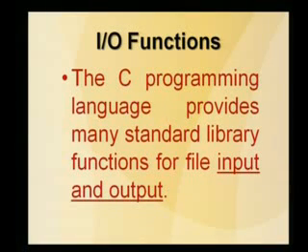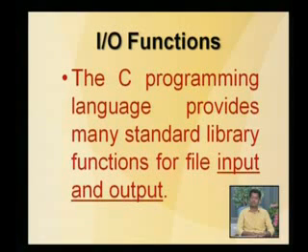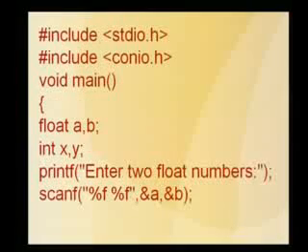Next is input output functions in C. Now as we know, the C programming language provides many different types of standard library functions for the input output operation. Different languages contain different types of input output functions. C basically doesn't provide any input output functions by itself, so to use these input output functions you need to include some files. Those are the standard input output header files that you use in any program.